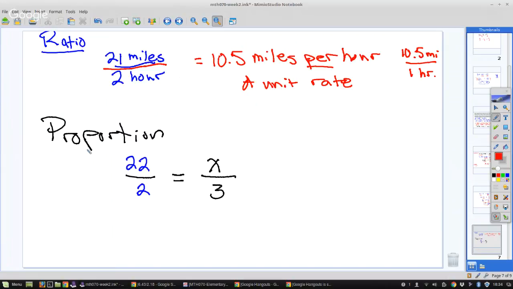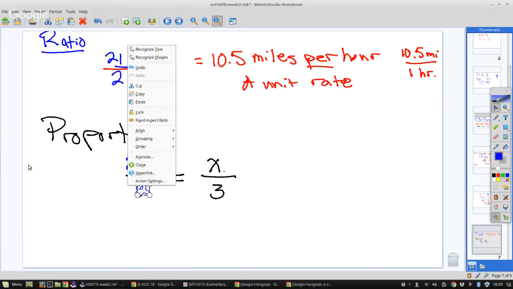Now, a proportion, on the other hand, is when you have a fraction equal to another fraction. So here, what I'm trying to do, for example, would be to say, recently I averaged, I was supposed to be 21 there, not a 22. Recently I averaged 21 miles every 2 hours. How far will I go if I bike for 3 hours?